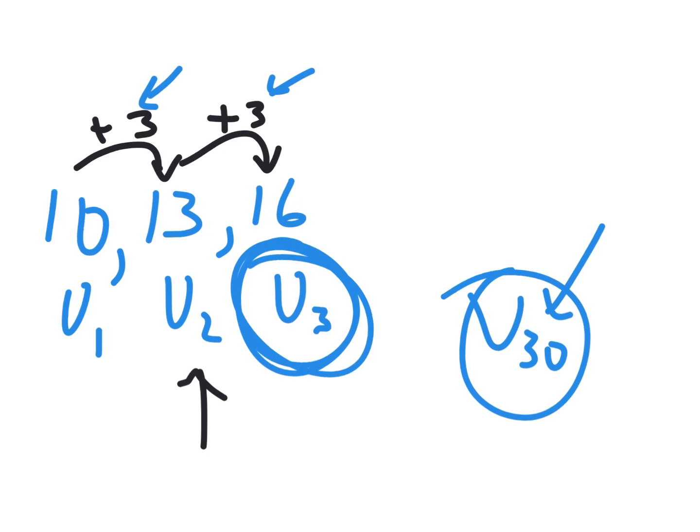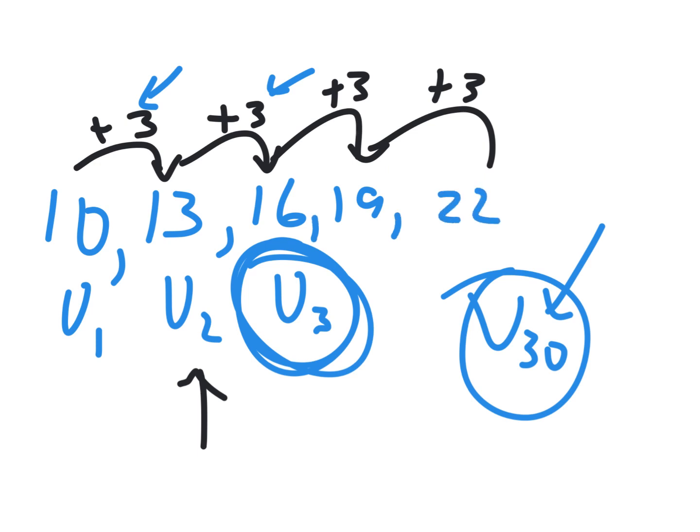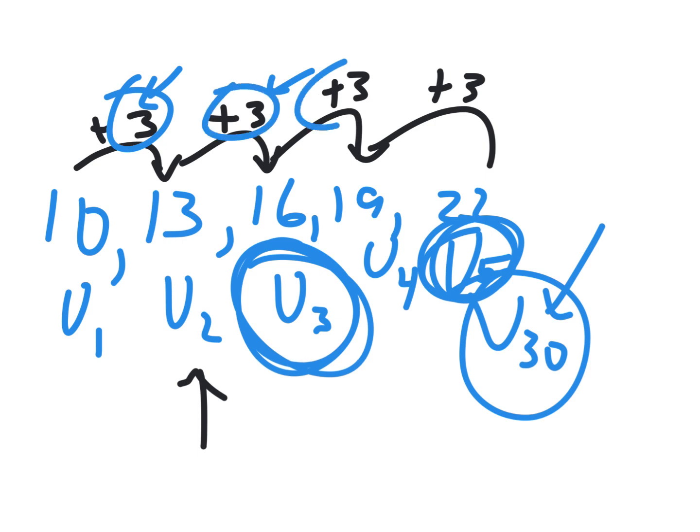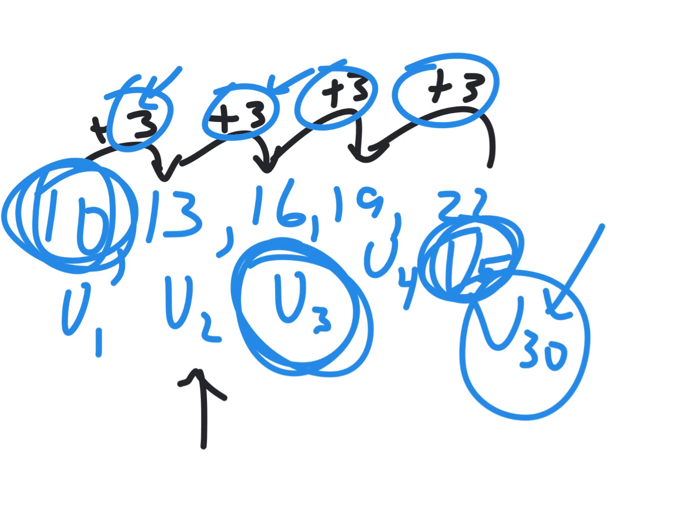All right, let's just do a couple more here. If I add 3 a couple more times, I'm going to get 19, 22. And what is 22? It's U sub 5. This is U sub 4. To get U sub 5, I added 3 4 times, because I already had one to start with. So I have one to start with, and I add it 4 times to get U sub 5. So if I'm going to get U sub 30, I'm going to add it 29 times.